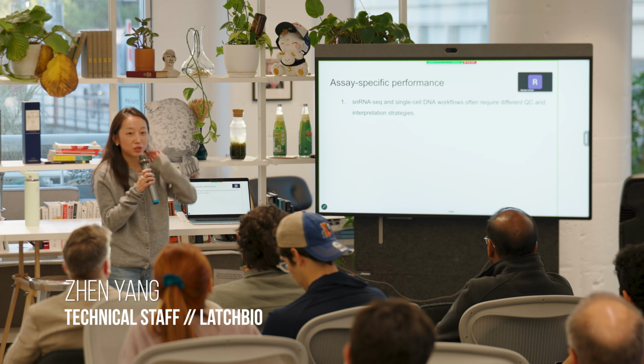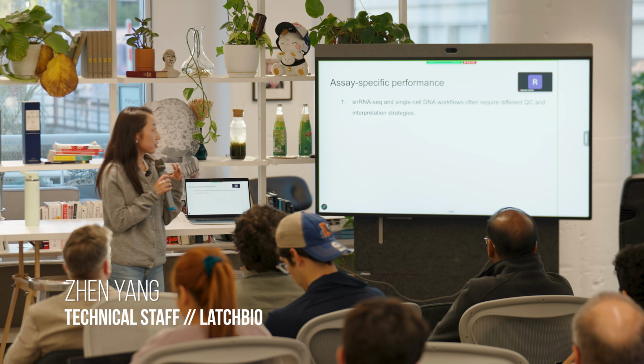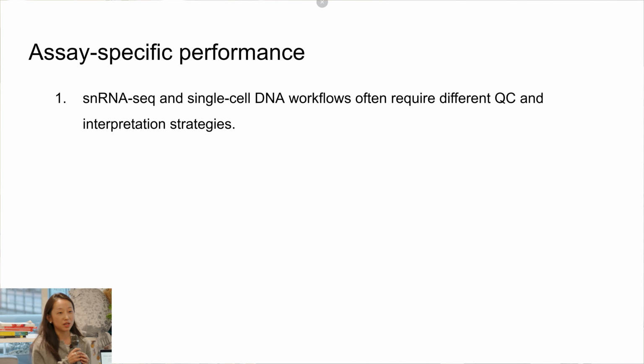Cool. So just to recap, what Hari just mentioned is that for single cell bench, we captured a wide range of assays that have different variability in terms of performance, specifically for single nuclear RNA and single cell DNA analysis. They often require different pre-processing analysis steps compared to the traditional single cell RNA-seq.